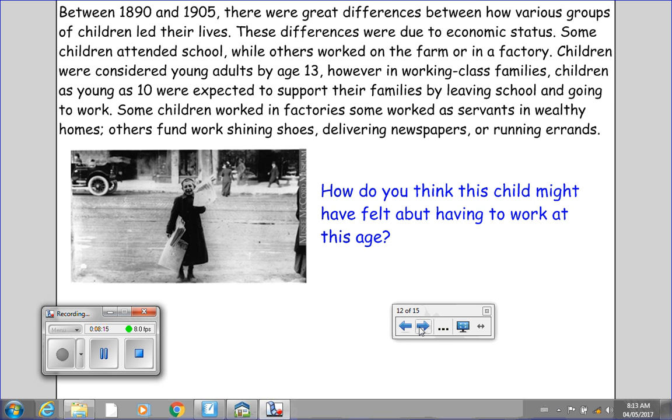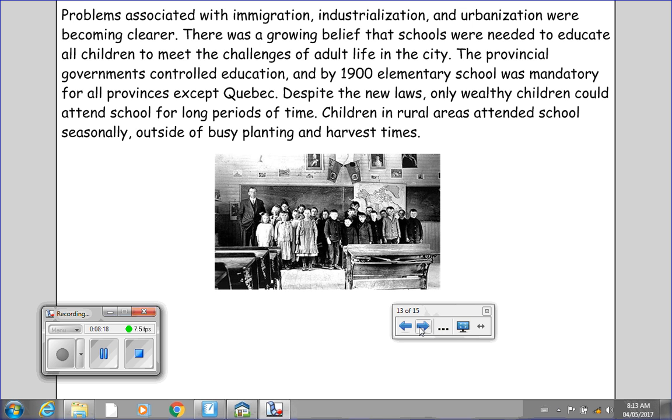And continuing. Problems associated with immigration, industrialization, and urbanization were becoming clearer. There was a growing belief that schools were needed to educate all children to meet the challenges of adult life in the city. The provincial governments controlled education, and by 1900, elementary school was mandatory for all provinces except Quebec. Despite the new laws, only wealthy children could attend school for long periods of time. Children in rural areas attended school seasonally outside of busy planting and harvest times.